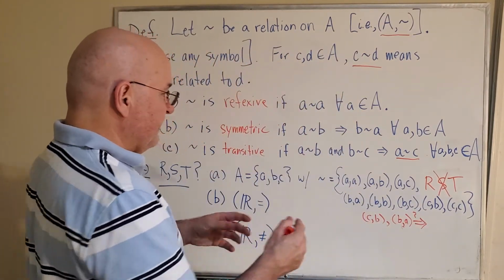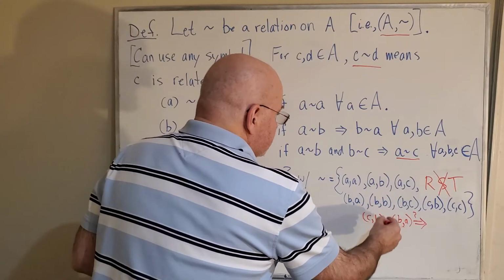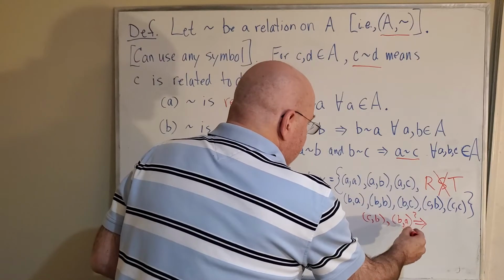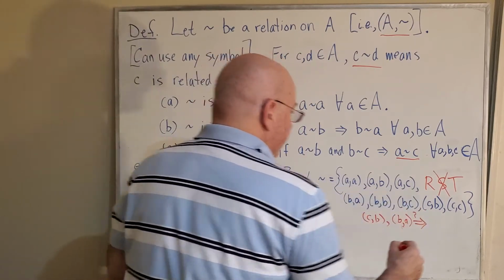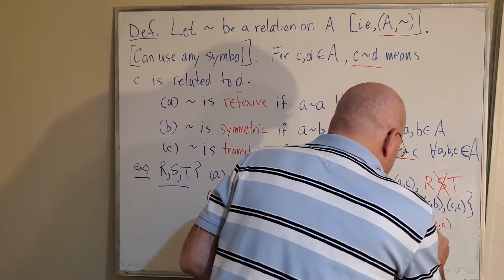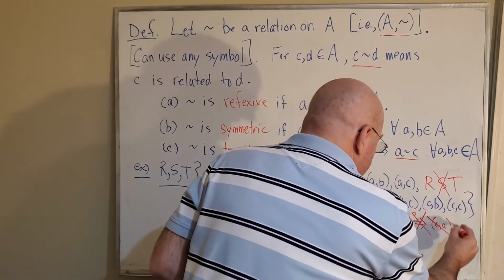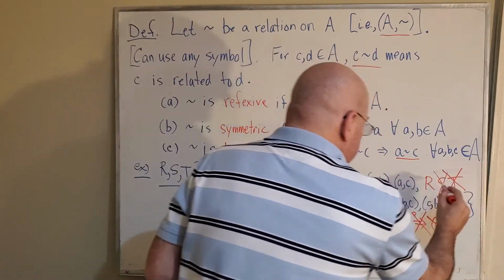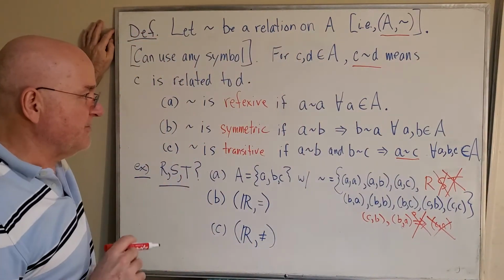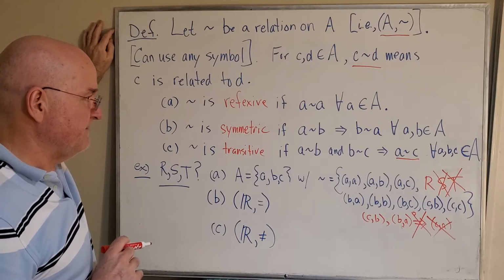Does that imply C relates to B, B relates to A? Does C relate to A? No, it doesn't. It's not in there. So I'm going to put CA here, just is not. So no, that's not there, so it is not transitive. I think that's the only possible counterexample to show that it's not transitive.